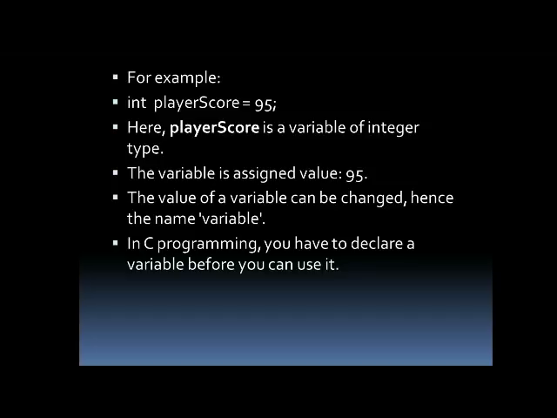First we'll see an example of a variable. Here: int player_score = 95. Here player_score is a variable of type integer. Then the variable is assigned a value, which is 95. This value 95 can be changed, which is why it is called a variable. It can be changed to 100, 300, and so on.